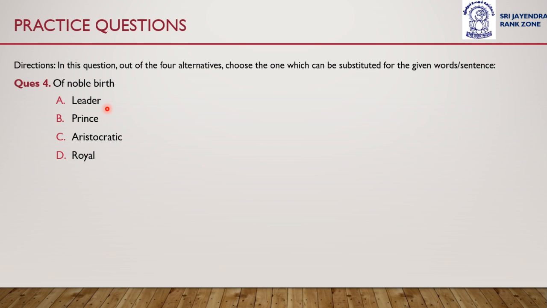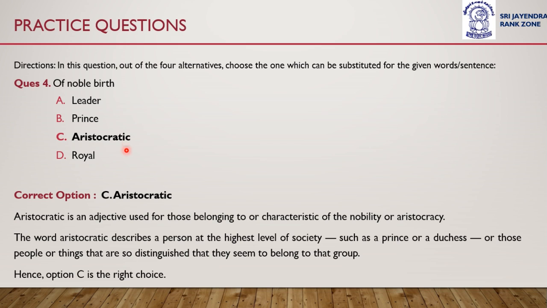Of noble birth: leader, prince, aristocratic, or royal? The answer would be option C, aristocratic. The correct option is option C, aristocratic.